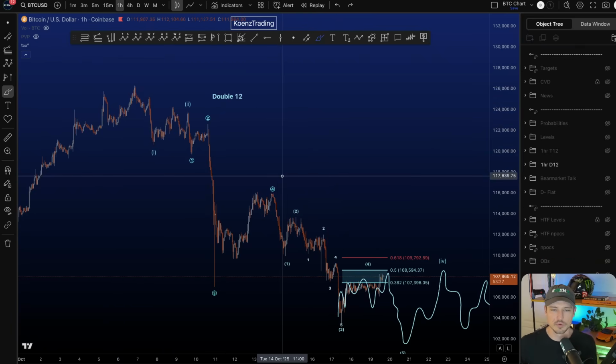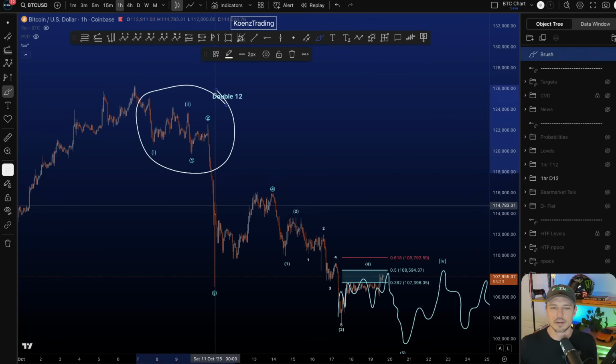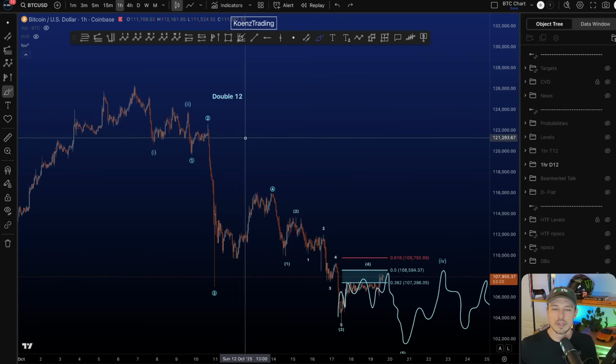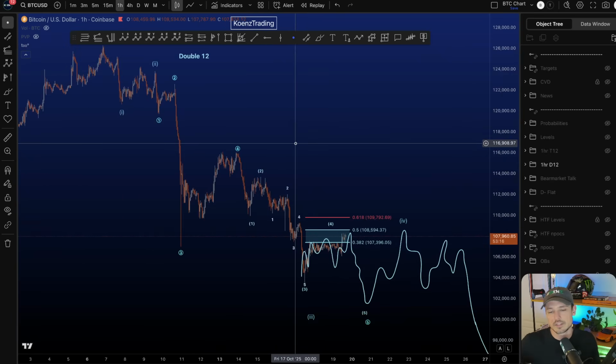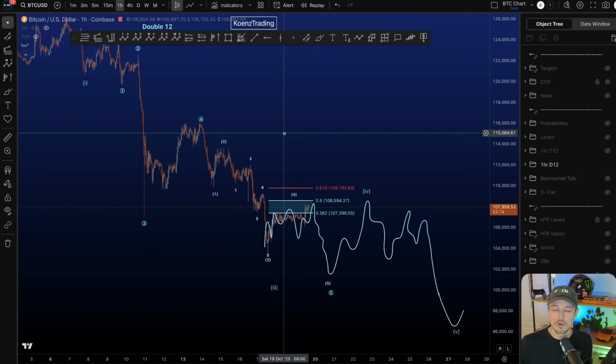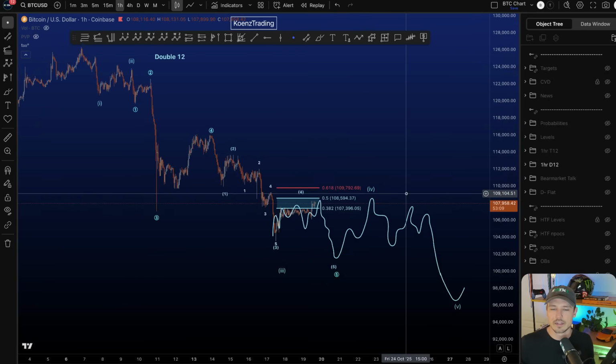I explained this in more detail in my previous much longer video, but this counts much better as either a double or triple 1-2, which therefore means that on Coinbase you preferably still see at least another low when we at least look at the detail. This is like the detail, right? The nitty gritty.